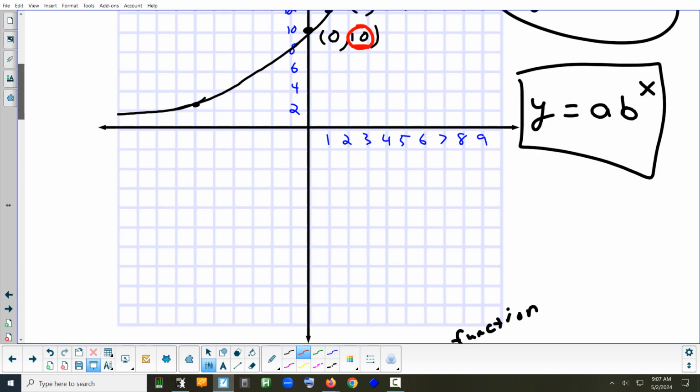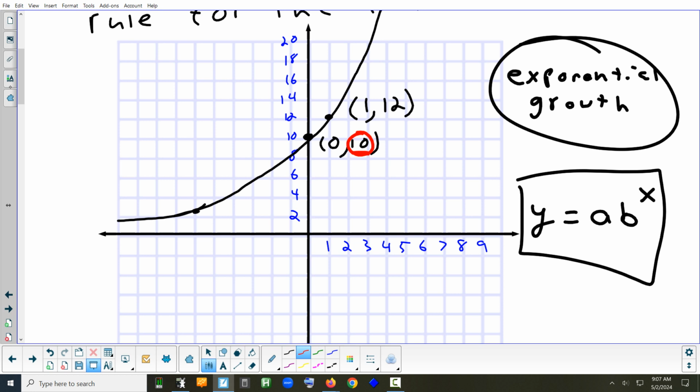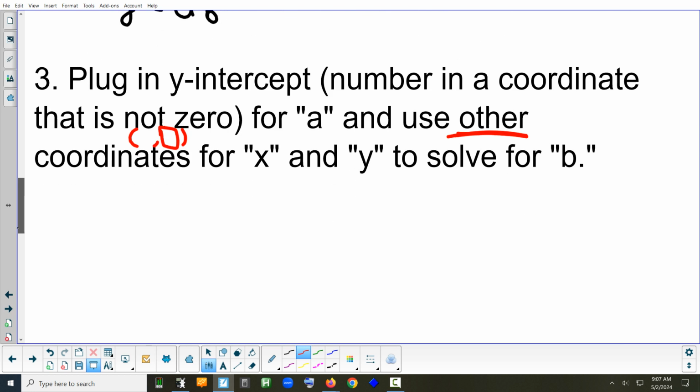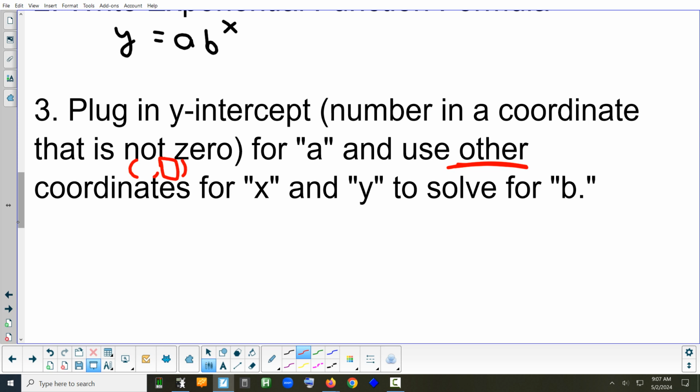In our case, the other coordinate is 1, 12. That's the other coordinate. We're going to use those 2 numbers, the 1 and the 12. That's going to be the x and the y. And the 1 and the 12 are going to help us figure out B. All right, so let's try to do what it says.